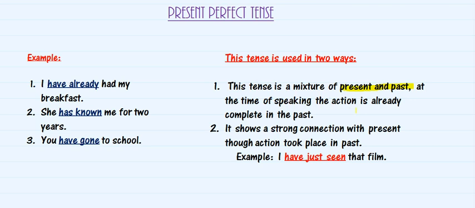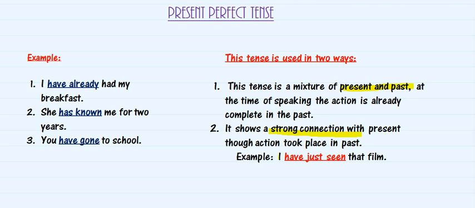Whatever the action is associated with your sentence, that action is already complete in the past time, but it surely has a strong connection with the present time. Your action has been completed in the past, but in the present time, whenever that sentence is being spoken at that particular time, that action has a strong influence in the present time. That kind of sentence uses present perfect tense. Let's see this with an example to understand in a better way.